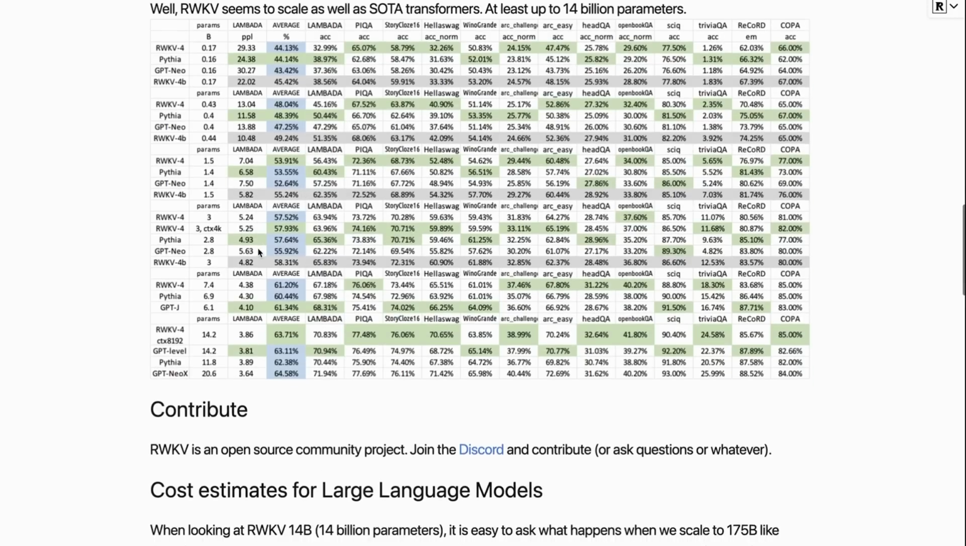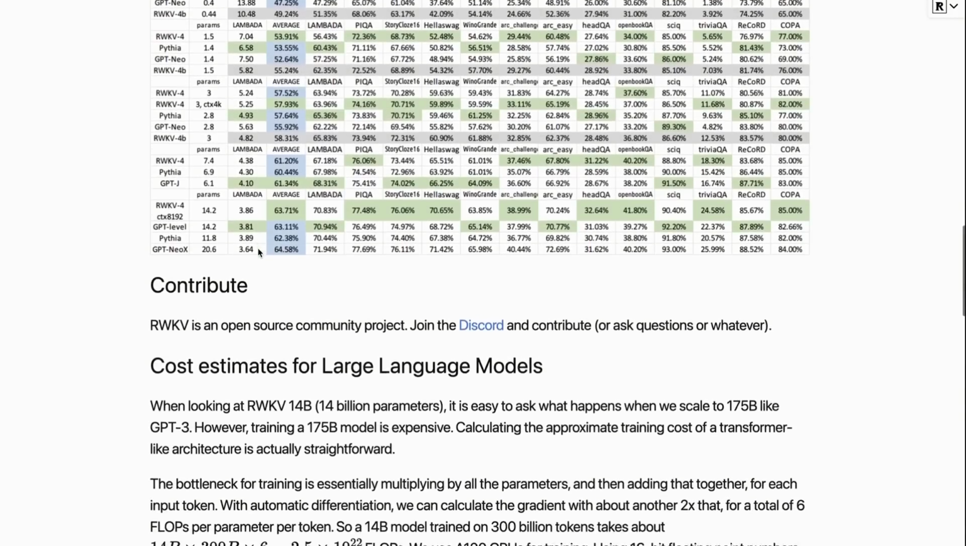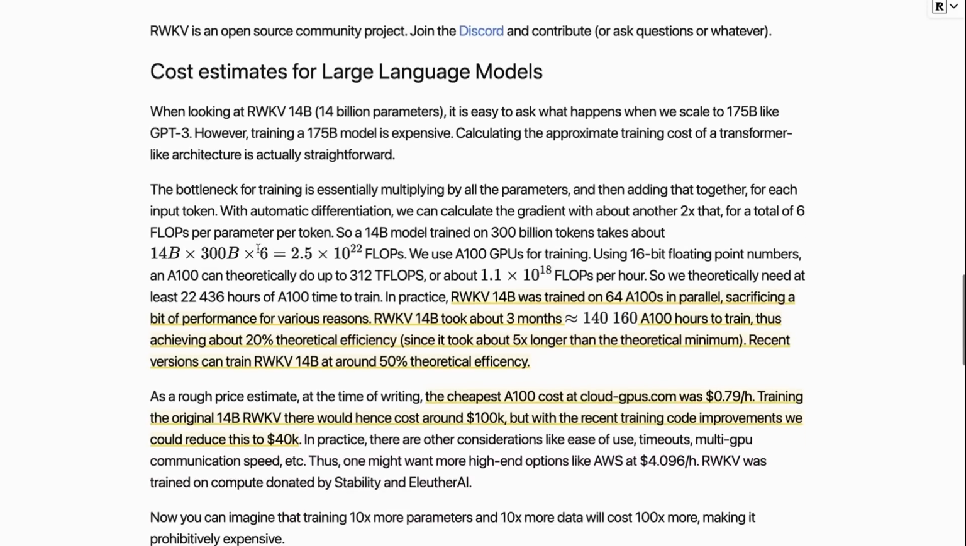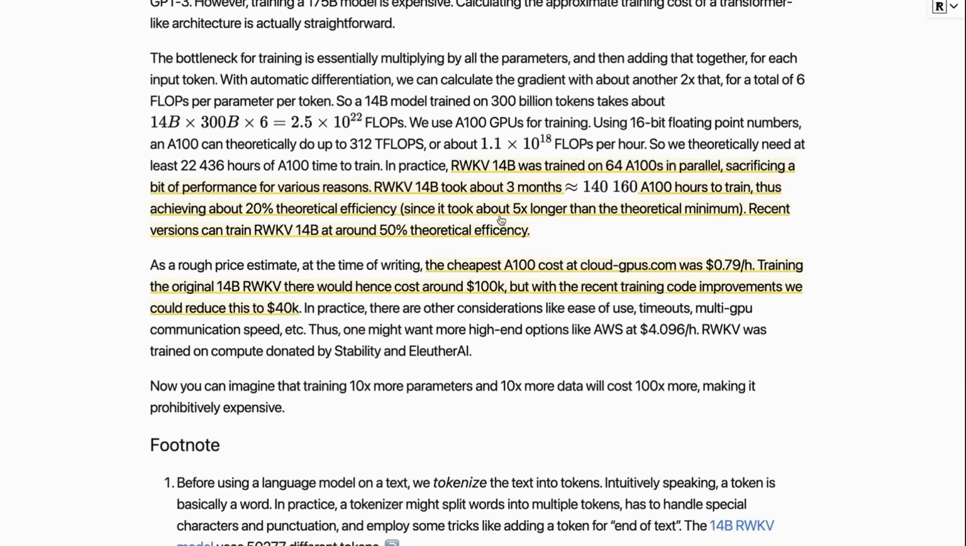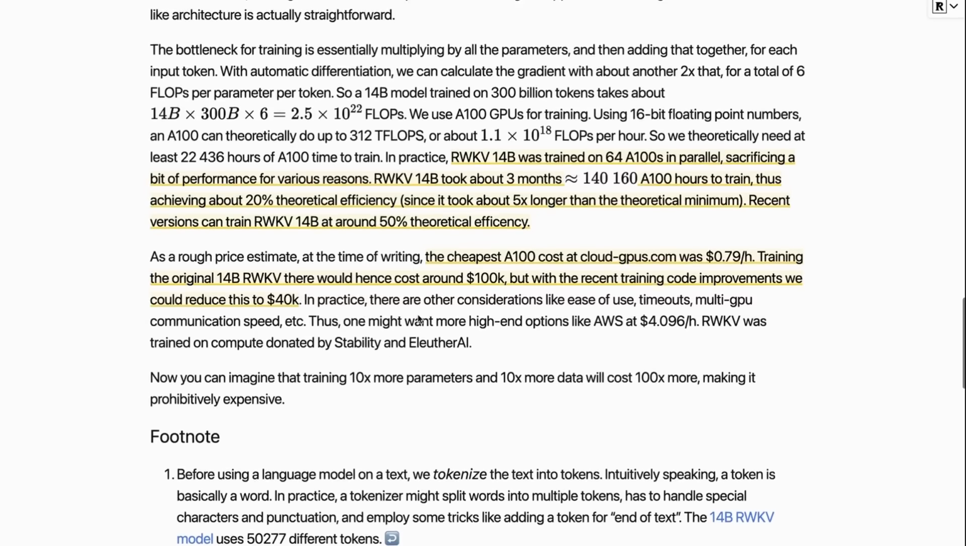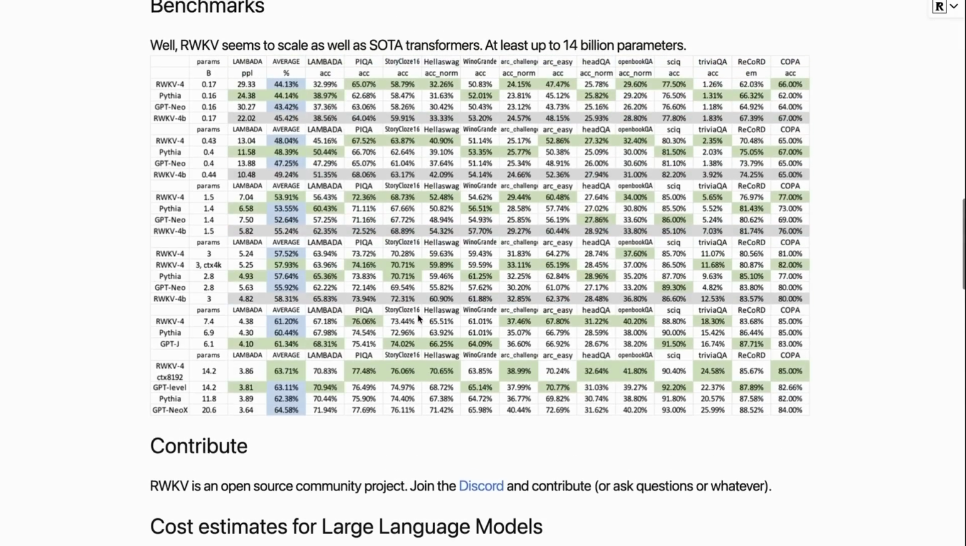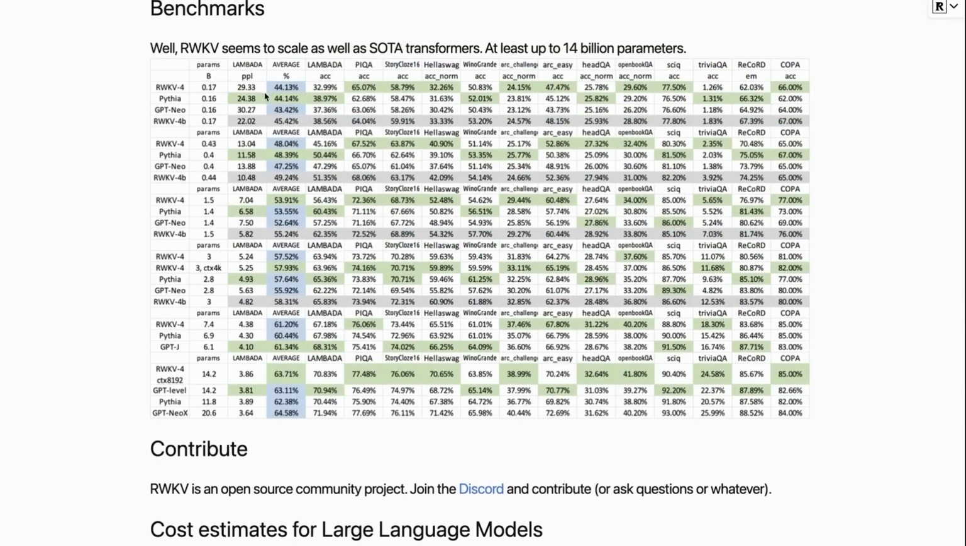So one of the cool things is that this project has received some funding, I think, from Stability AI to train this up. And the original version, I think, was training on 64 A100s for about 3 months. So it's a lot of compute that was used here. But he goes through really nicely about how much that would cost, and then how the new changes that they've made recently would reduce it by a lot as well. So this is an interesting direction. And you can see that it does scale quite nicely.